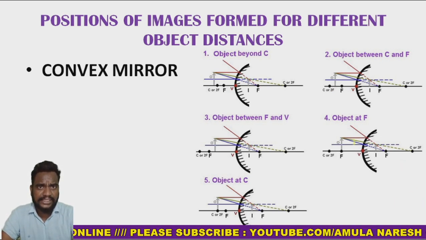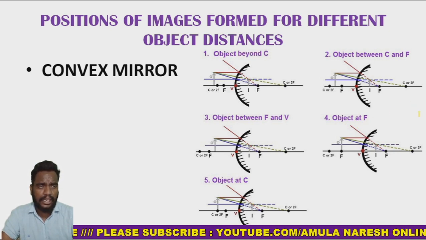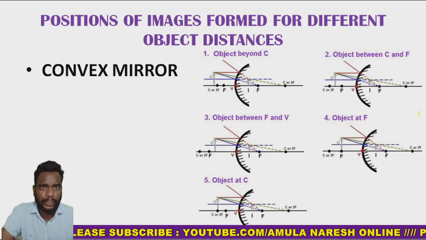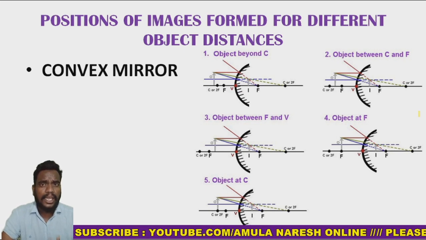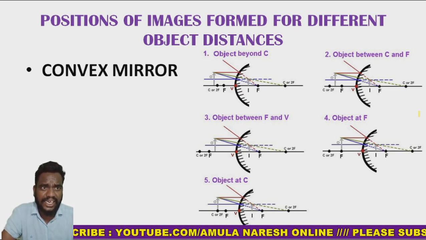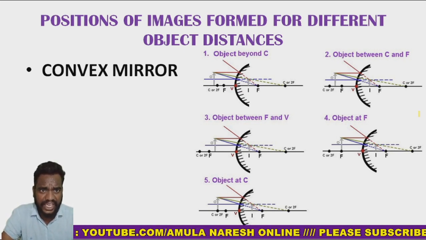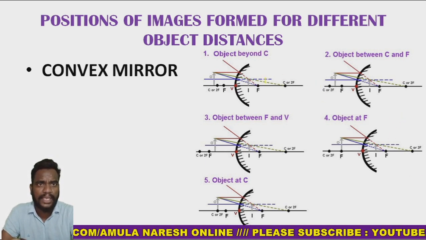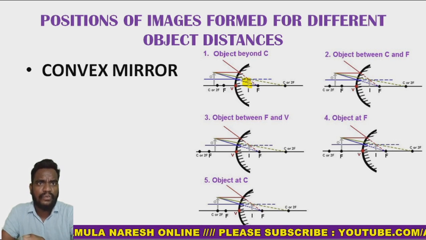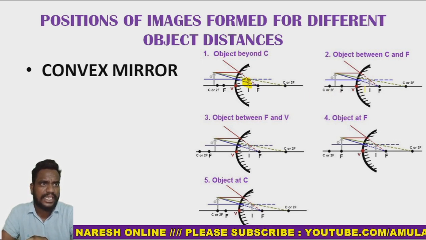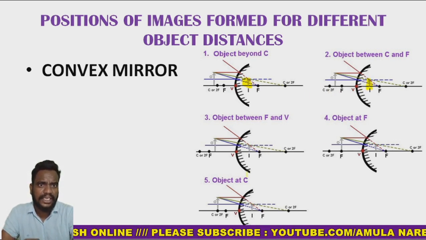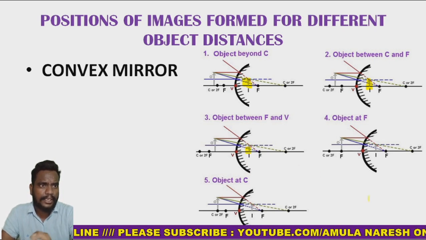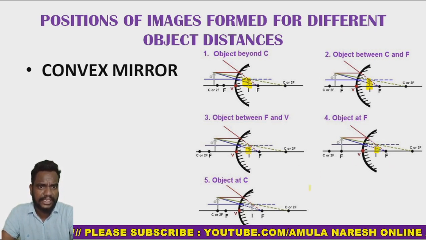In case of convex, the light ray always diverges, we know that. It doesn't matter whether the object is placed beyond the center of curvature or on the center of curvature, wherever the object is placed, the image is always formed between pole and focal point. Case number 1, case number 2, case number 3, case number 4 and case number 5.